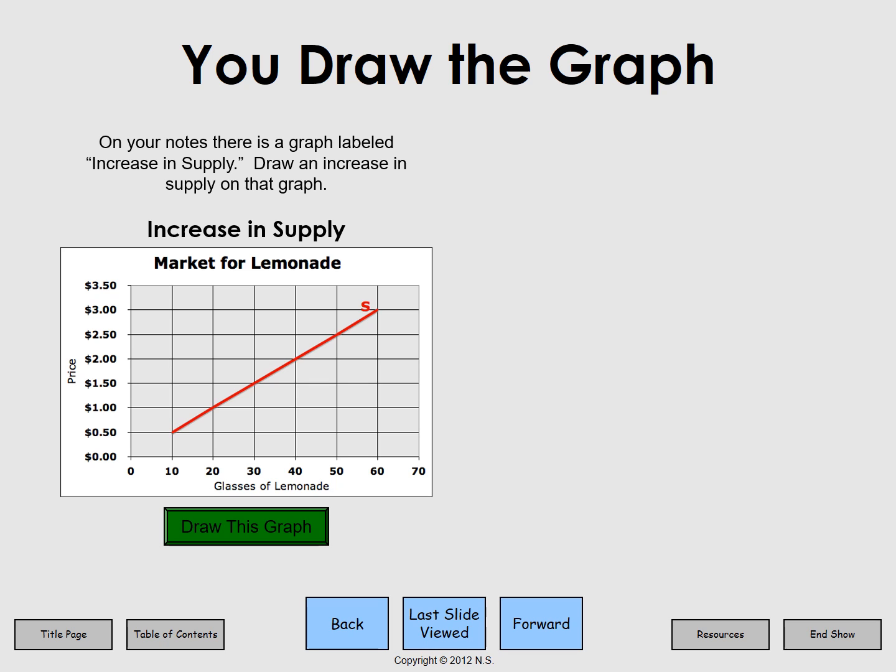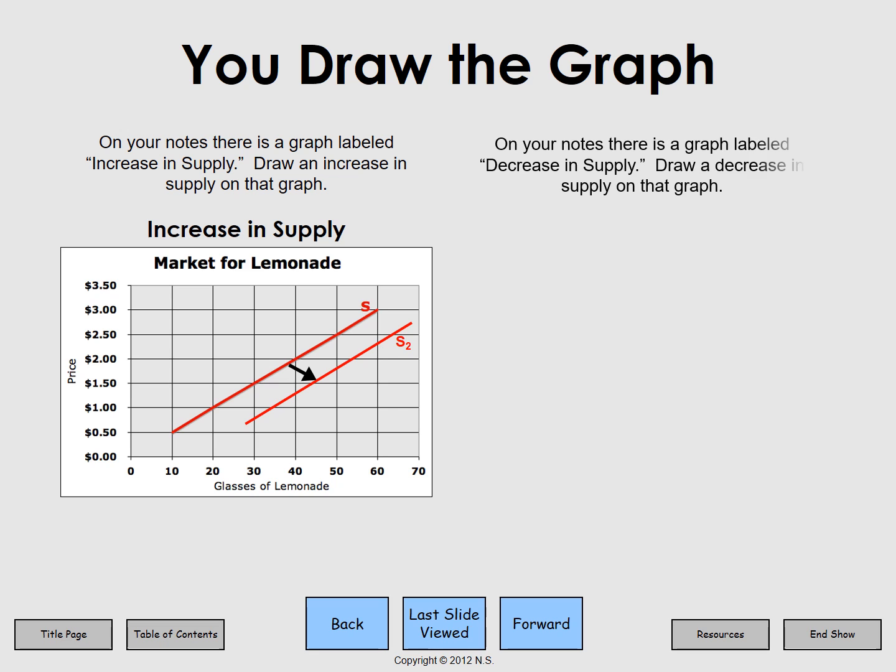Alright, on your notes, here we go. You draw the graph. You should be on the back side. There's a graph that's labeled increase in supply. So basically here we're just drawing a line that increases that supply. So take a second here, draw the arrow showing which way it goes, and then draw the new line. Alright, hopefully it went this way. Something good happened, you can get more lemons more cheaply, and the line shifts that way.